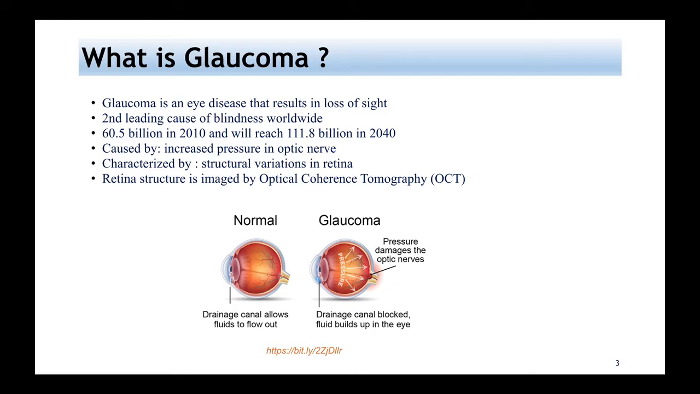Glaucoma is caused by increased pressure in the optic nerve, and it is characterized by structural variations in the retina. Retina structure is imaged by optical coherence tomography, which is short for OCT. The picture below shows the difference between the normal eye and an eye affected by glaucoma.